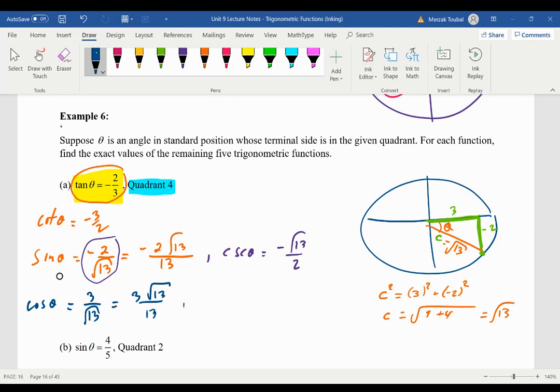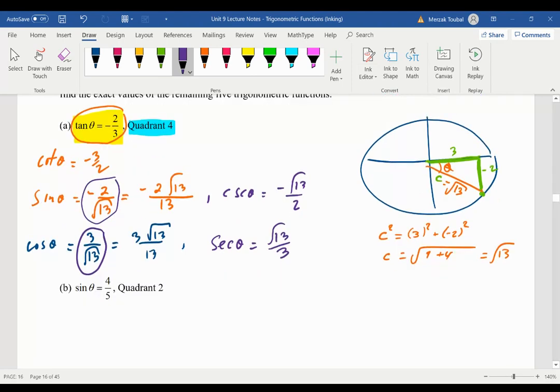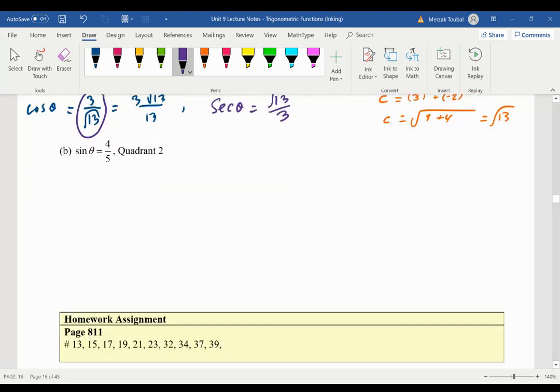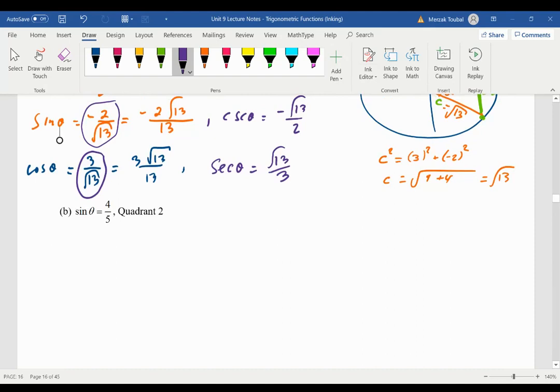And then its reciprocal is secant, so we do secant. Take the reciprocal of 3 over root 13, so it's root 13 over 3, because we don't want to do a lot of work by rationalizing. All right, let's move on to the next one, which is the last example.